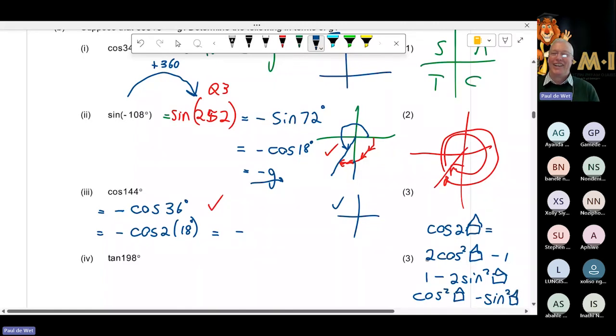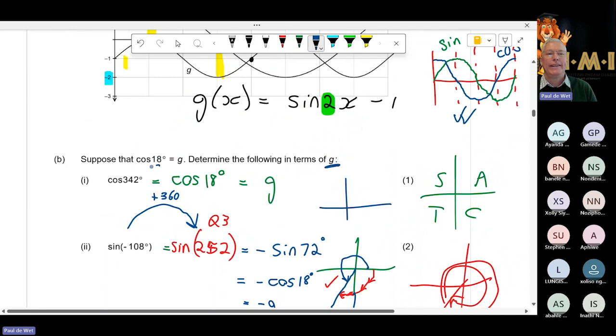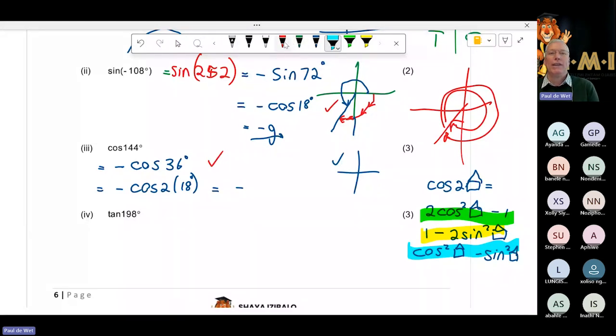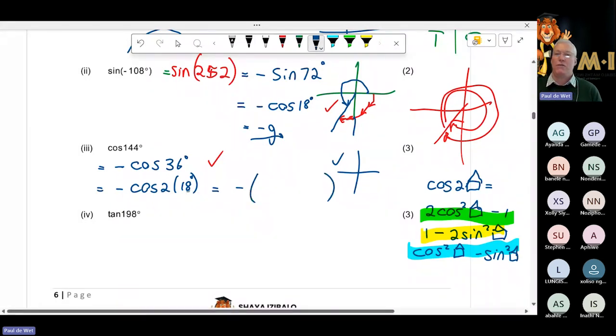Okay. So which one, guys, remember, I know about cos of 18. Which of these 3 formulas do you think I should use? The green one, the yellow one, or the blue one? The green one, definitely. The green one only involves cos. So let's leave that minus sign out there. And what will it be? If I cos of 2, notice we haven't got a k, we've got 18. So it'll be 2 cos 18 minus 1. But what's cos 18?